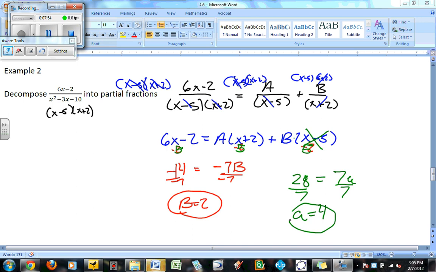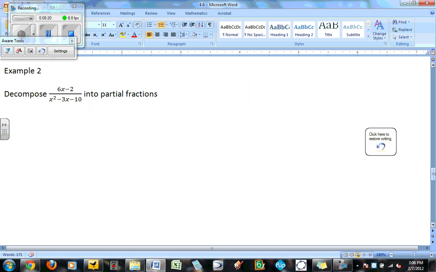And to finish this thing off, to write our answer, we need to write our two fractions. So plug in 4 for a. So 4 all over x minus 5 plus 2 all over x plus 2. And that's going to equal then our 6x minus 2 all over x squared minus 3x minus 10. So there's partial fractions right there.